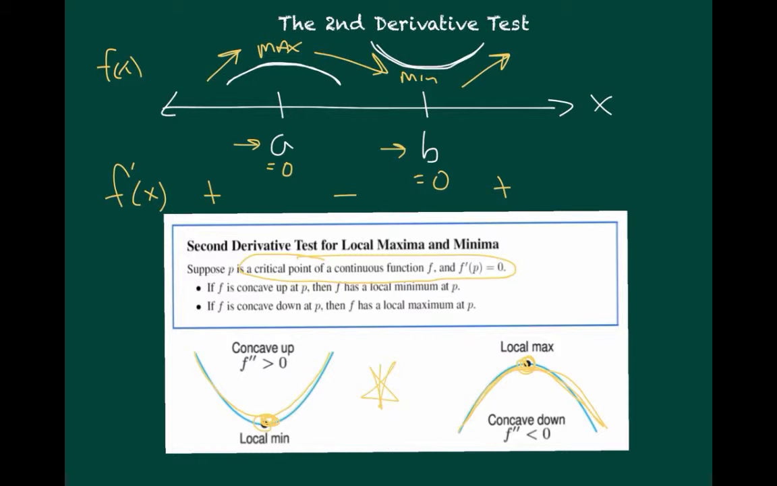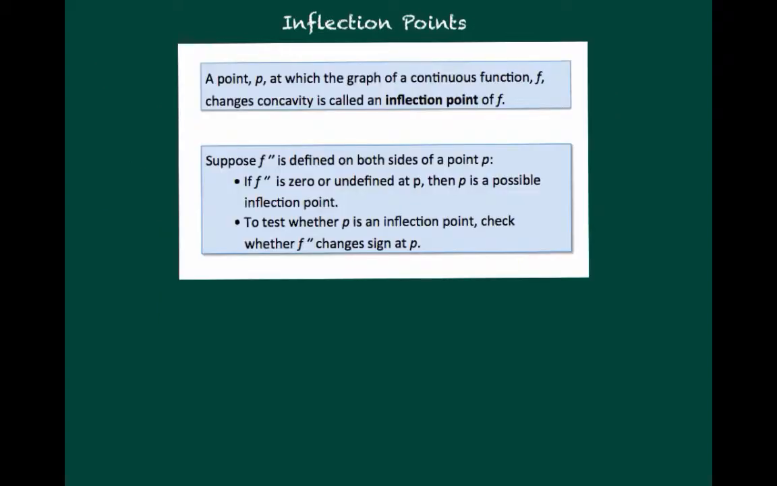Okay, let's talk about inflection points. Let's take a look at the definition of inflection point first. An inflection point is an x value or a coordinate where the graph of a continuous function changes concavity.